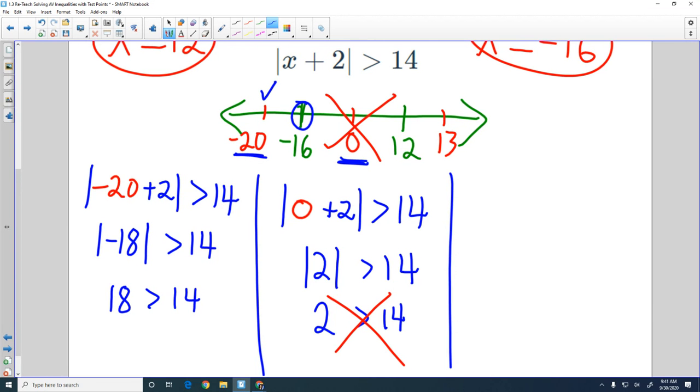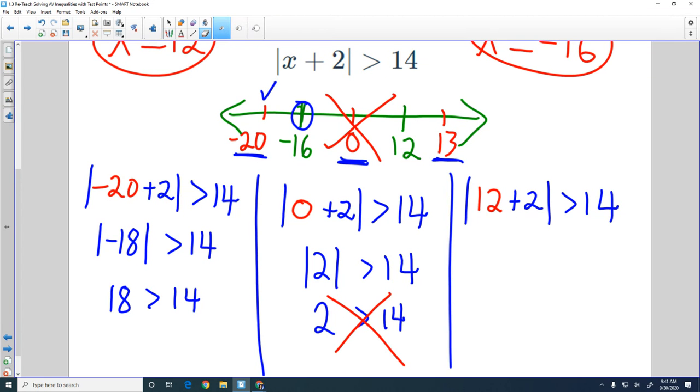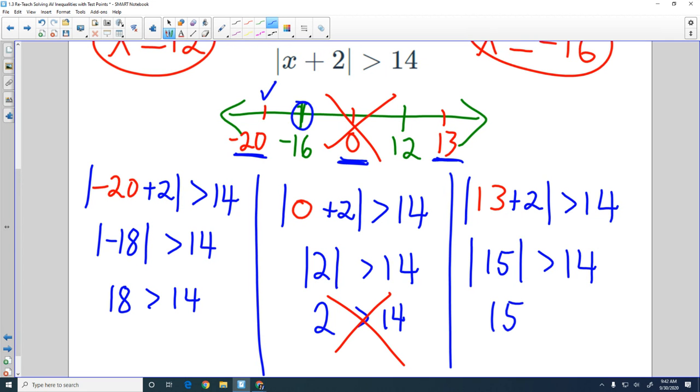Now we have one more value to test, and that's going to be this 13, or whichever number you picked that was greater than 12. So I'm going to plug in 12 plus 2 greater than 14, and we're going to solve this. Oh, I'm sorry, I used a 13. My bad. Let me erase that. 13 is my test point, not 12. So I've got the absolute value of 15. We're seeing if that's greater than 14, and sure enough, 15 is greater than 14, which means that area works to the right of the 12.